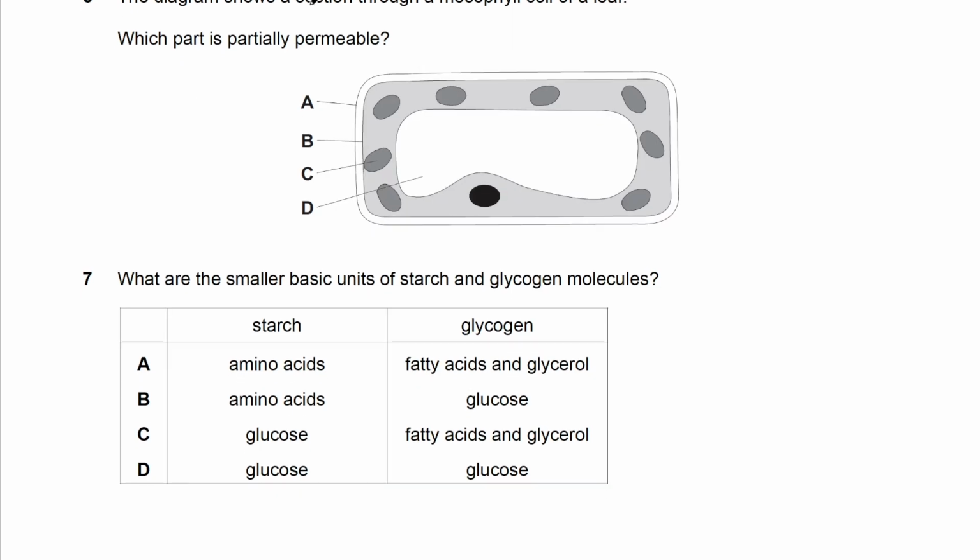Moving to question number 6. The diagram shows a section through a mesophyll cell of a leaf. Which part is partially permeable? This characteristic is for what? The cell membrane. Let's check. D is what? Central vacuole. C is chloroplast. B is the cell membrane. How did you know? Because A is the outermost layer, which is the cell wall. So question number 6, its answer is B.